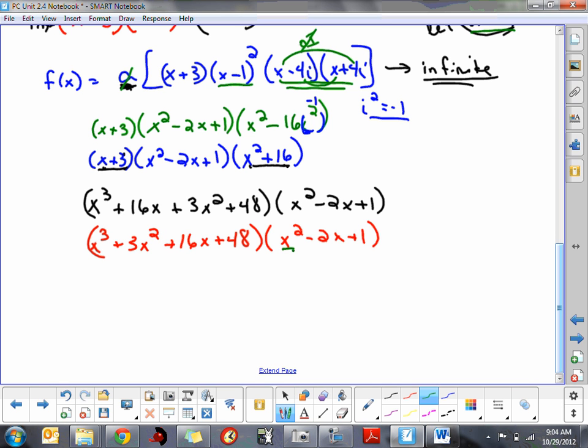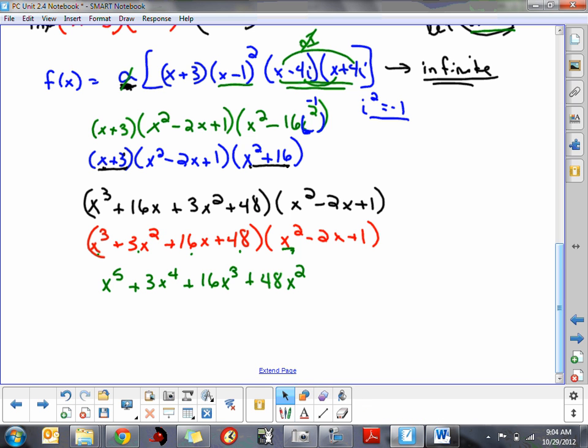So I'm going to take the x squared times x cubed, and that is x to the 5th. I'm going to take the x squared times 3x squared. That's going to be a positive 3x to the 4th. Take the x squared times the 16x, and that's going to be plus 16x to the 3rd. The x squared times the 48 is going to be plus 48x squared.